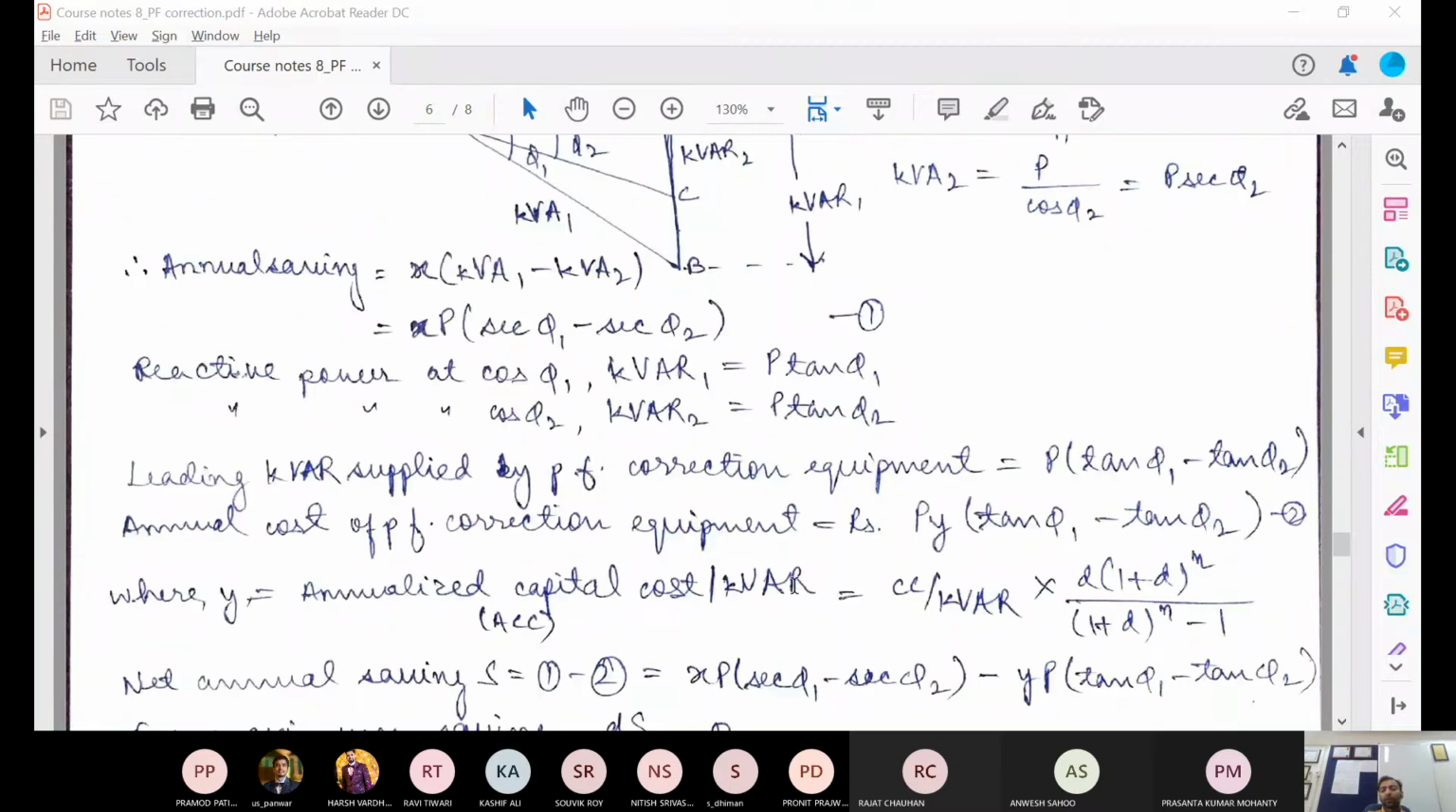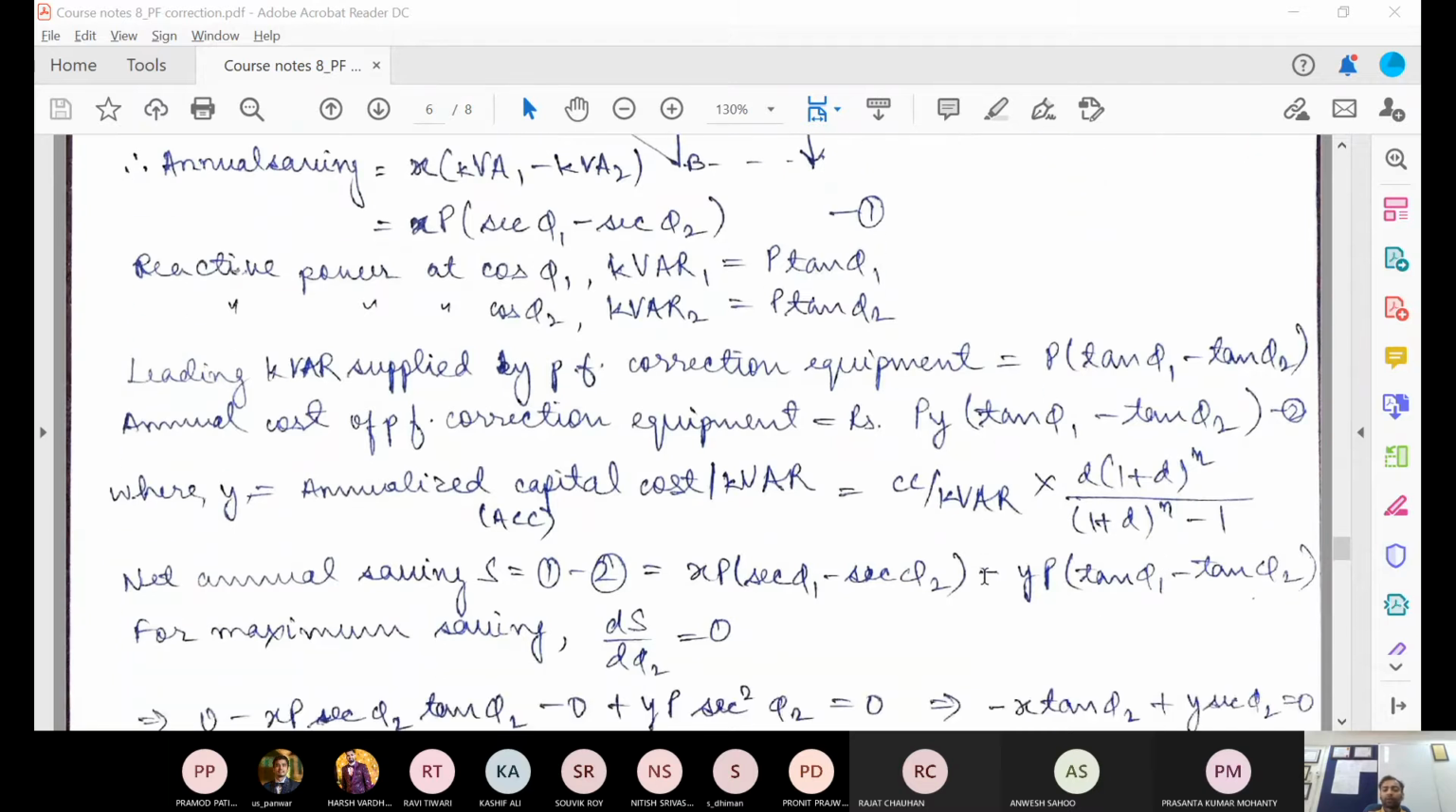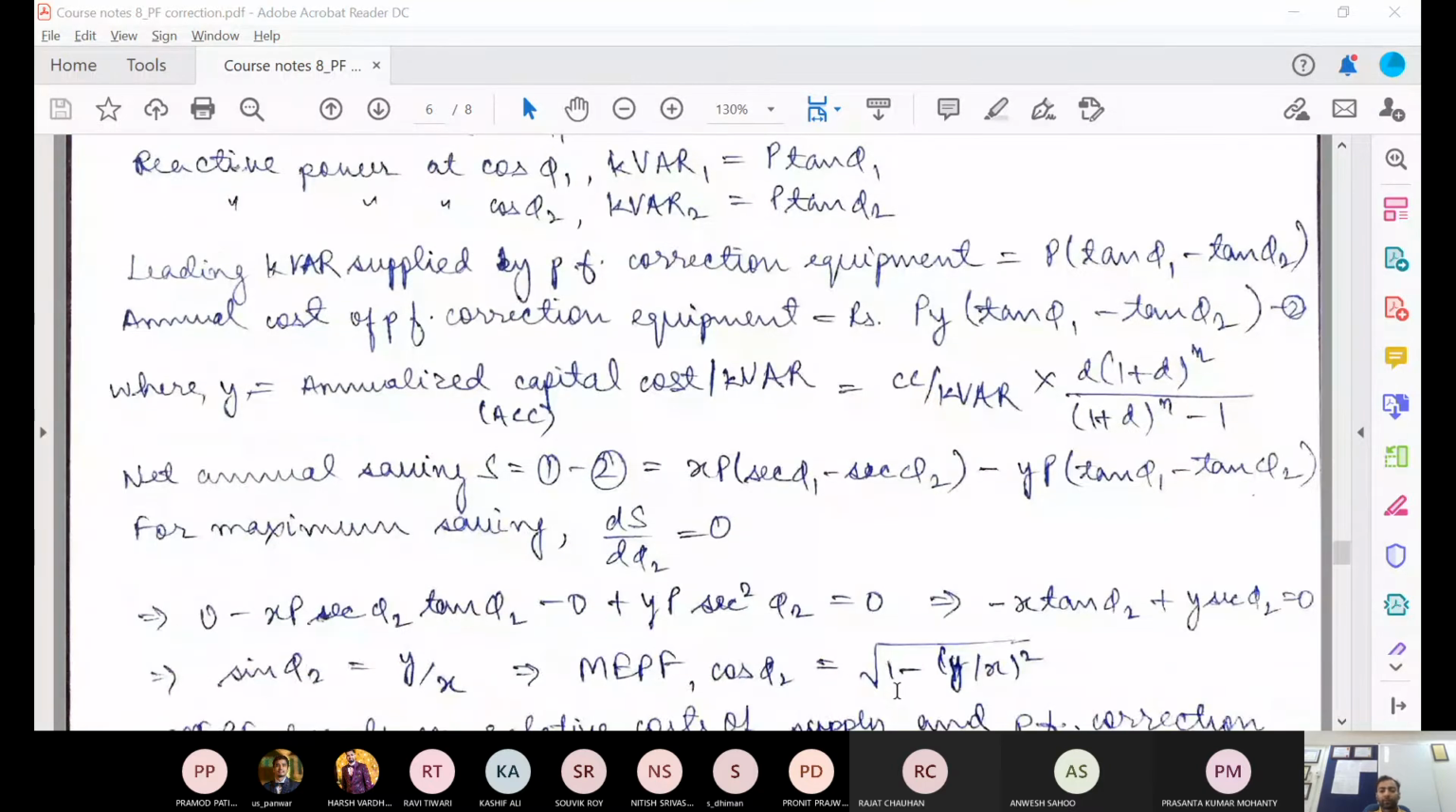Therefore, in this expression we are not subtracting the active or the apparent power from the reactive power. Rather, it's just the monetary units. So X P (sec phi 1 minus sec phi 2) is a money value in rupees, and Y P (tan phi 1 minus tan phi 2) is also a monetary value. That is how you're getting the saving in terms of rupees. That is what we are minimizing.